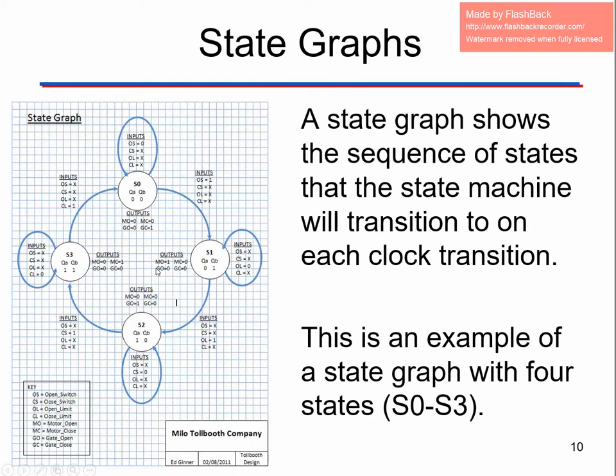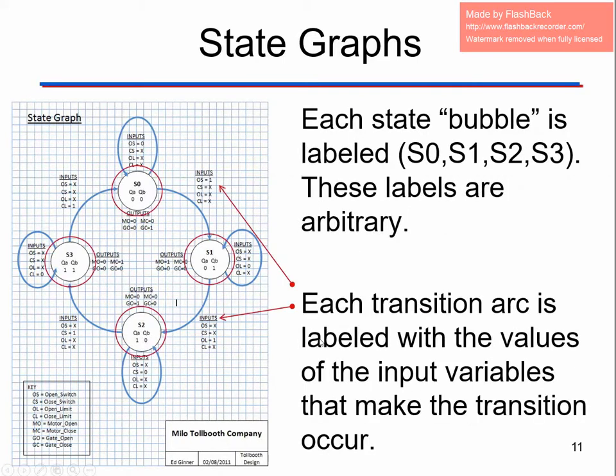So this is a state graph. Shows the sequence of the states that the state machine will transition to on each clock transition. So state 0, state 1, state 2, state 3. So there's 4 states in this one. And this is the Milo Tollbooth Company's switch. And it shows open switch, open limit, close limit, motor open, motor close, gate open, gate closed. So we have a whole bunch of these different options here in our state graph.